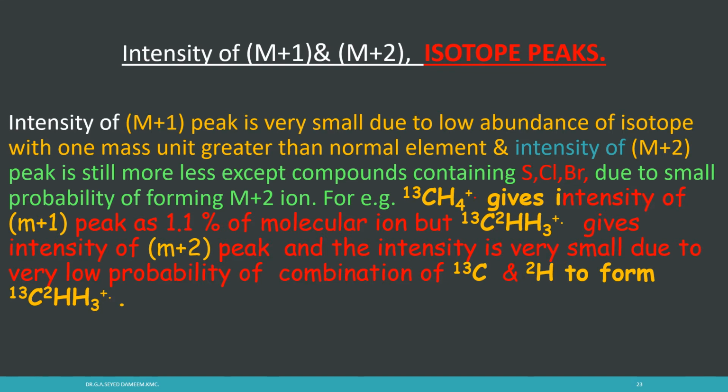The M plus 2 ion is C13 H2 H3 plus dot, and the total mass of this ion is 18, whereas the mass of the molecular ion is 16. So this is the M plus 2 ion, and the probability of its formation is very small. It requires a combination of the C13 isotope and the H2 isotope to form C13 H2 H3 plus dot, the M plus 2 ion. The probability of formation of this ion is very small, so the intensity of the M plus 2 peak is much less.